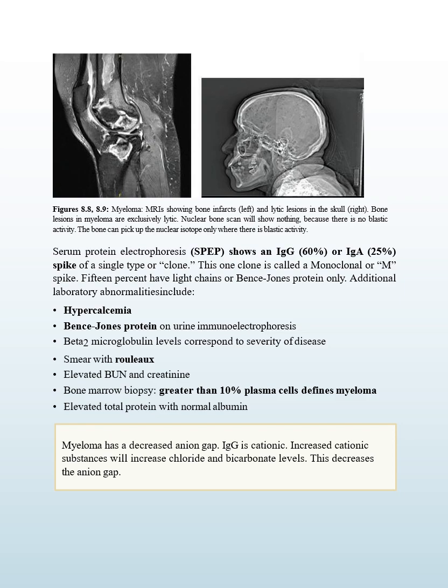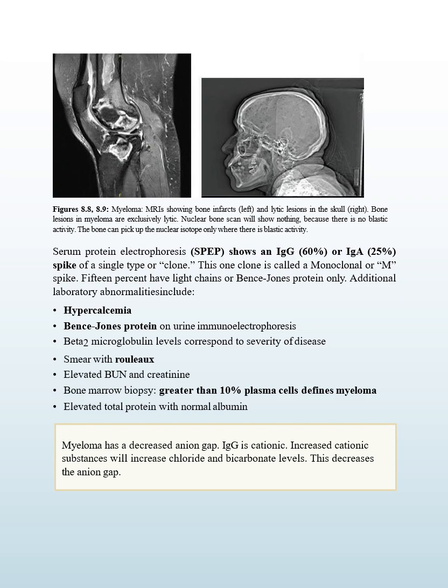Also, we need to know that the so-called SPEP or serum protein electrophoresis will show IgG about 60% or IgA 25% spike on a single type or clone. This clone is called monoclonal or M-spike. About 15% have only light chains or Bence Jones proteins present.